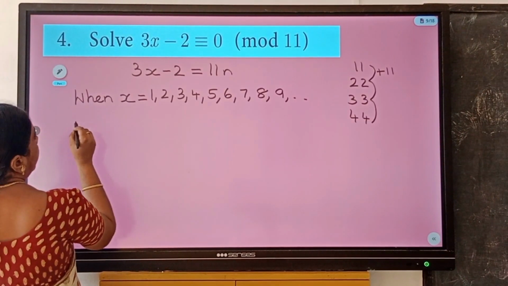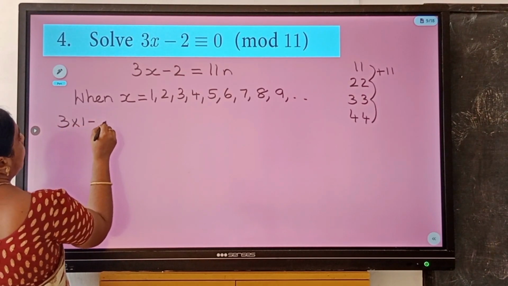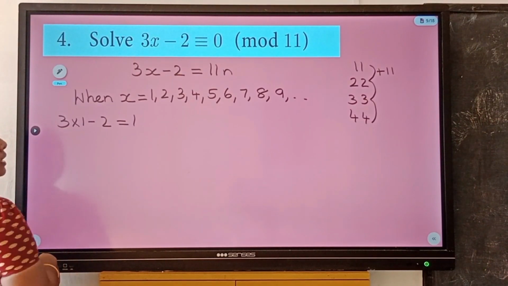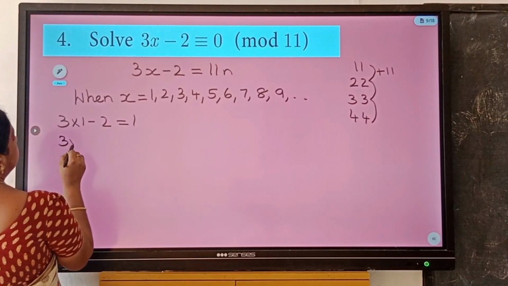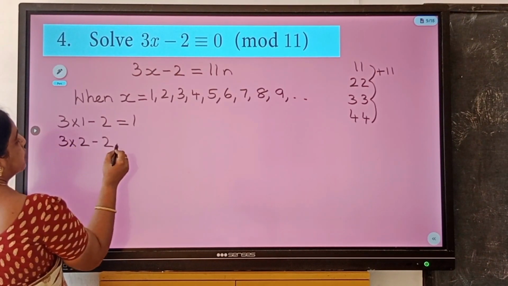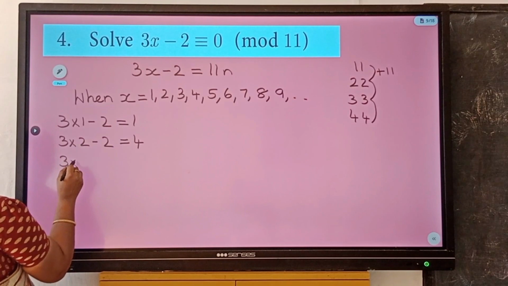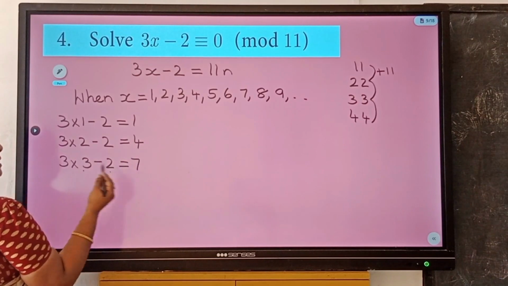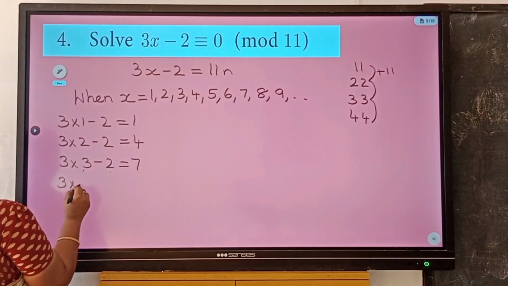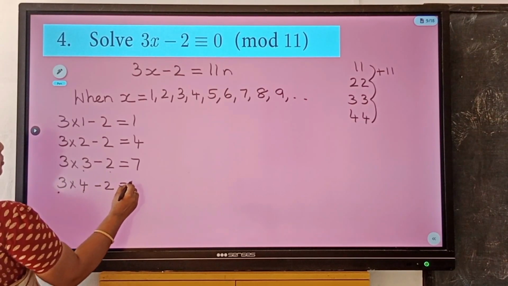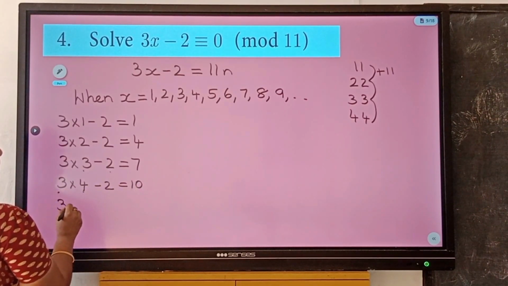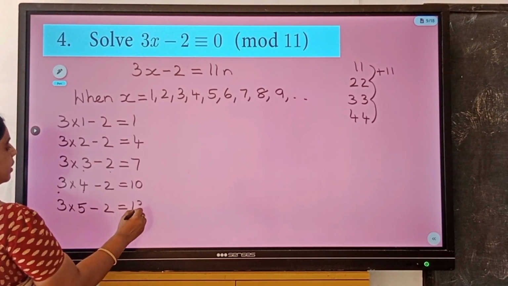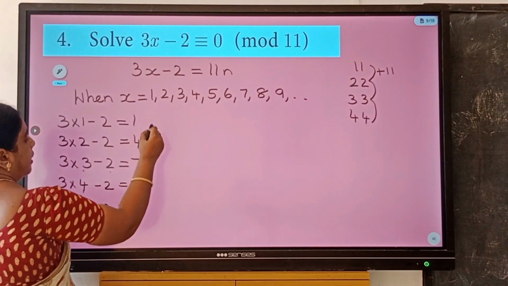So when x is 1, it is 3 into 1 minus 2. 3 ones are 3, minus 2 is 1, so it is not an 11 multiple. The same way, when I take x is 2, 6 minus 2 is 4, not possible. When x is 3, 9 minus 2 is 7, this is also not possible. When x is 4, 3 fours are 12, minus 2 is 10. We cannot take that. When x is 5, 3 fives are 15, minus 2 is 13, not a multiple.